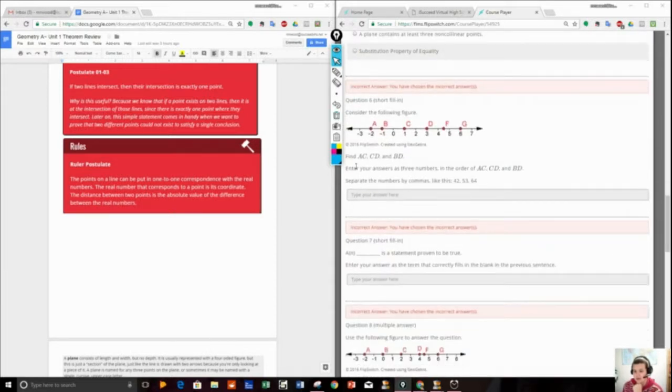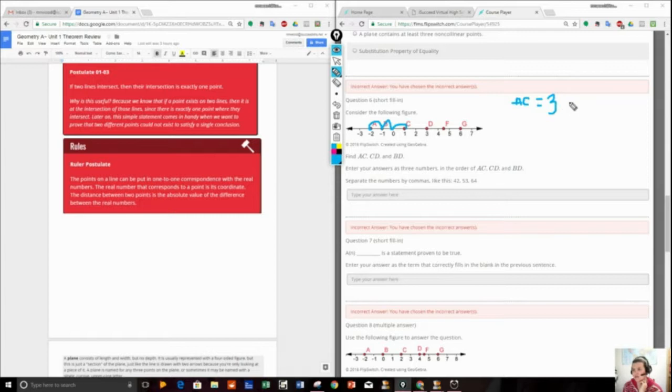Okay, 6. Find AC, CD, and BD. Enter your answers as 3 numbers in the order of AC, CD, and BD. Separate the numbers by commas like this, 42, 53, and 64. Okay, so on this, AC, we can count the distance. So that would be 1, 2, 3. So that equals a distance of 3.